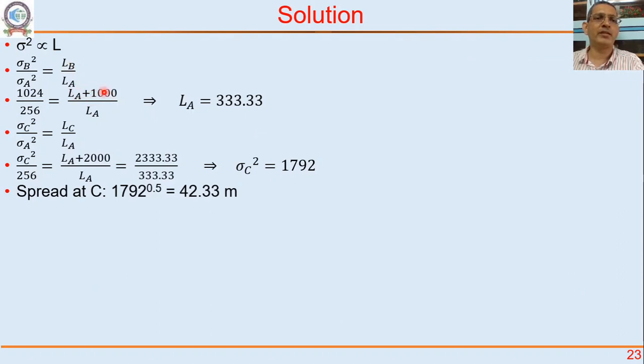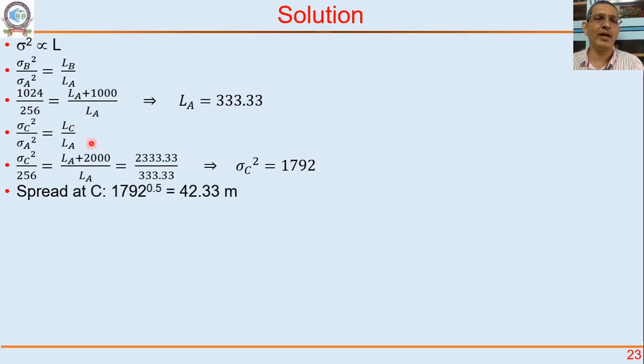LB is LA plus 1000. LA is here, so this gives us LA. LA will get us 333.33. That means the injection point is 333 meters previous to A, upstream of A.